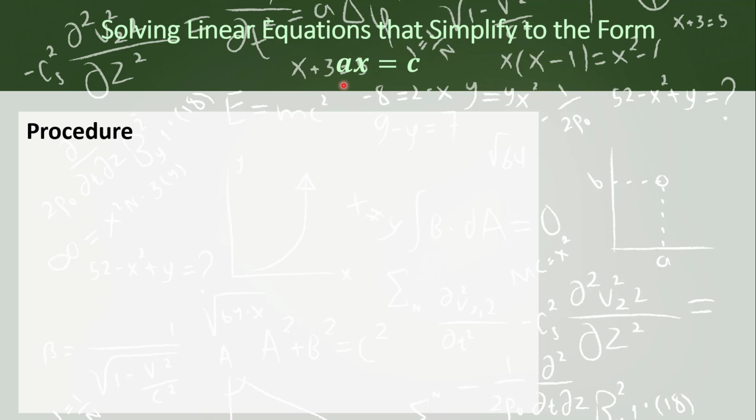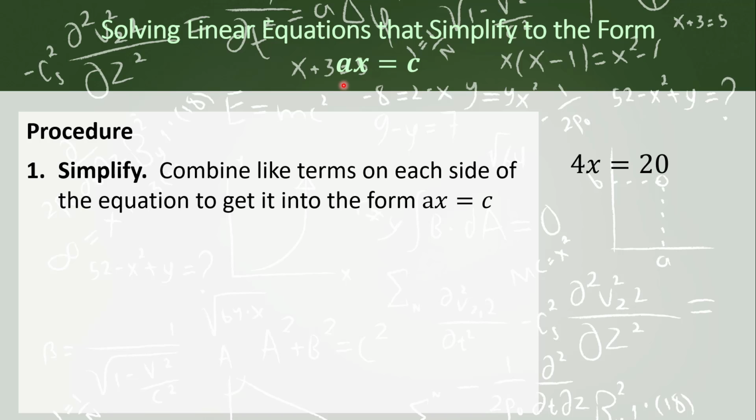Because remember, when we want to find out what x is, we want to get x on one side and everything else on the other side. And how are we going to do that? Well, we're going to have, once again, a three-step procedure. The first thing is that we are going to simplify our equation. It may not look like this, so we might need to combine like terms to get the equation to look like the form A times x is equal to C.